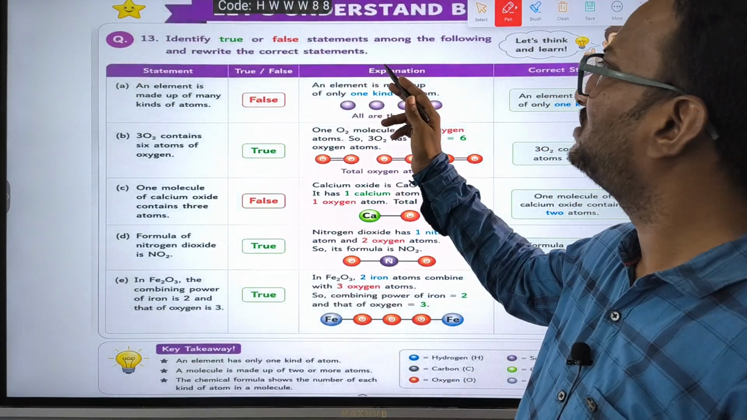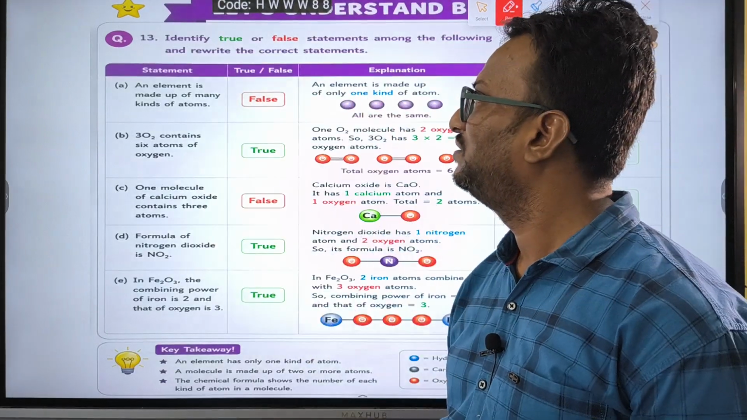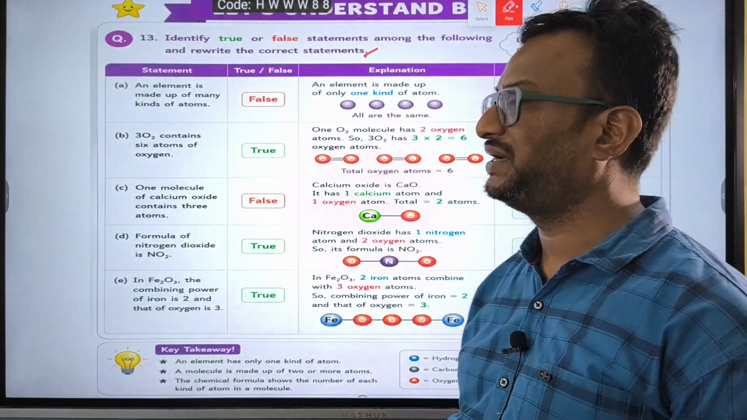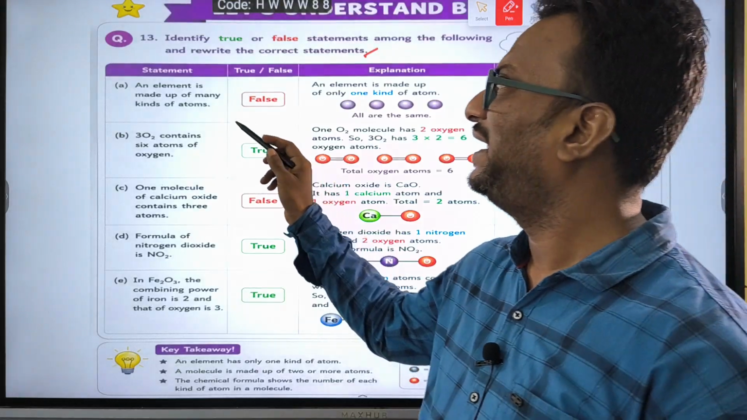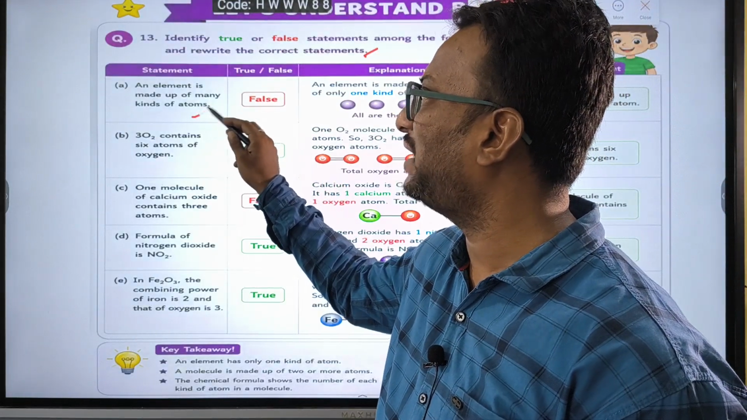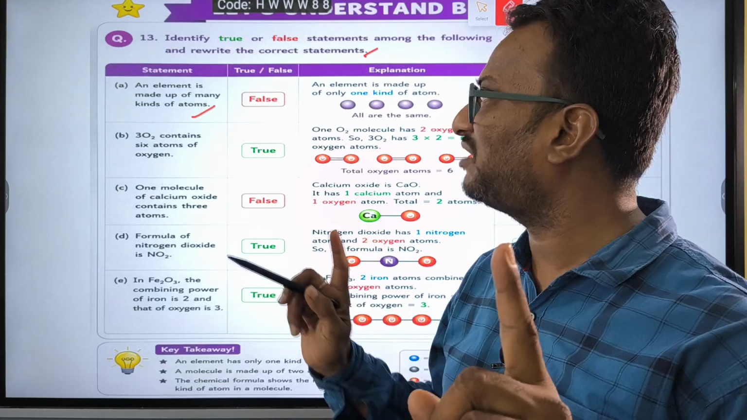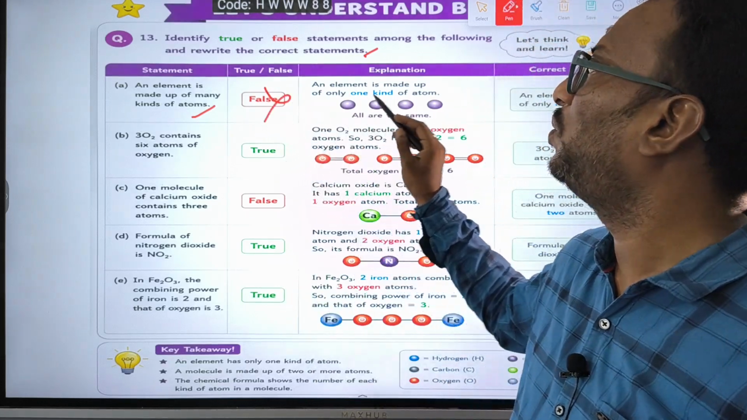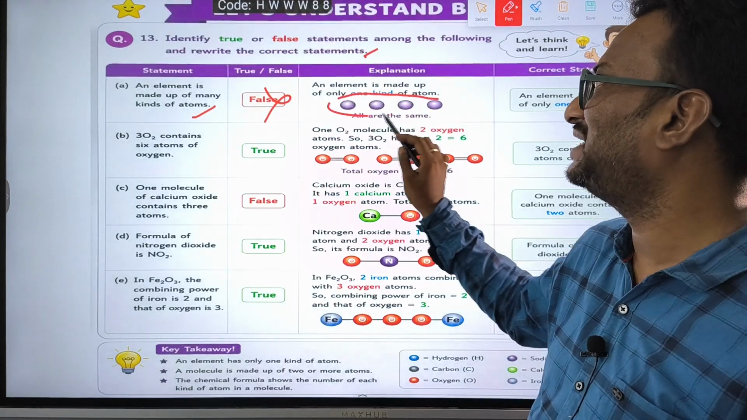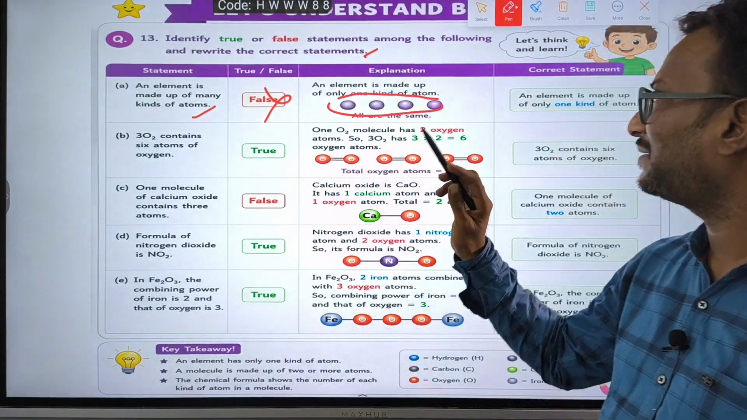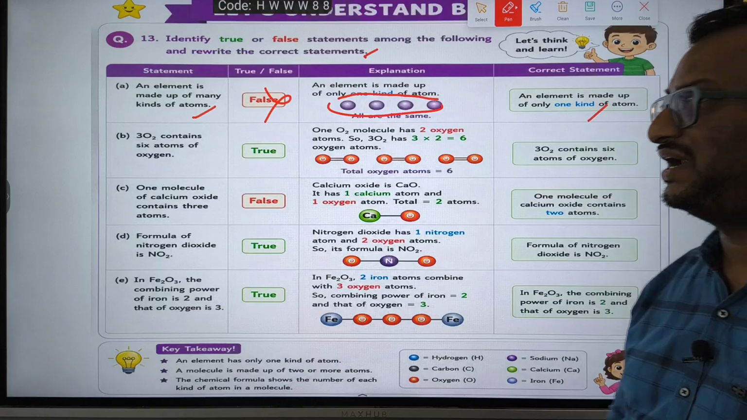Identify true or false statement among the following and rewrite the correct statement. What is the statement here? An element is made up of many kinds of atoms. No. An element is made up of only one kind of atom. So this is false. Only a single kind of atom should be present in an element. All atoms are the same. So only one kind.